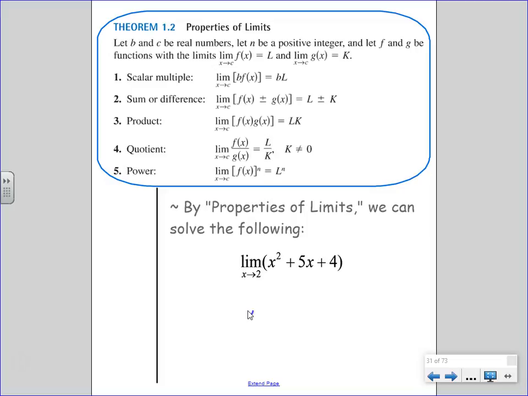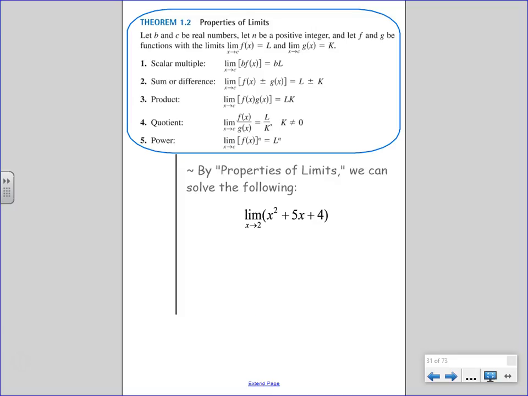According to the properties up above, the way technically we would need to solve this, in order to show each of these properties being applied, would be first of all to say, hey, stuff's being added. Well, those things that are being added, I can split up and take the limits individually: the limit as x approaches 2 of x squared plus the limit as x approaches 2 of 5x plus the limit as x approaches 2 of 4. The property allows me to split them up and get the limit of each piece, because each of those capital letters stands for the limit of each piece.